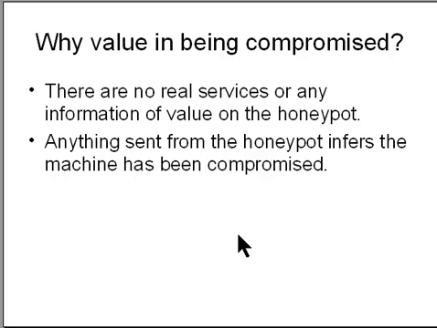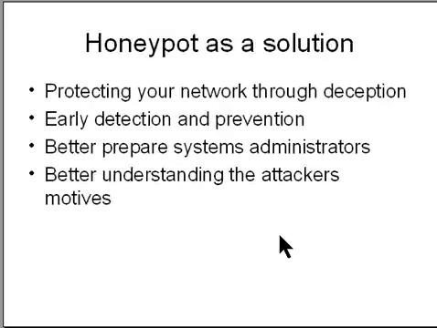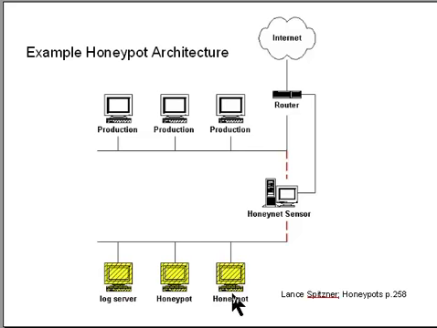So if we think about it, let's go back here. Let's look at this little tidbit right here. Anything sent from the honeypot infers the machine has been compromised because guess what? These machines don't have anything of value on them. So no one in the business, let's say, or a college or whoever set this up has any need to know about these systems or to have any access to them. So anyone who actually gets on the system and sends anything out to the internet, that says right away that these have been compromised.